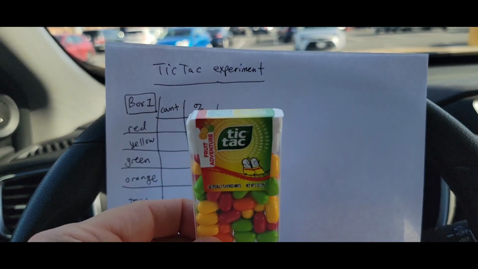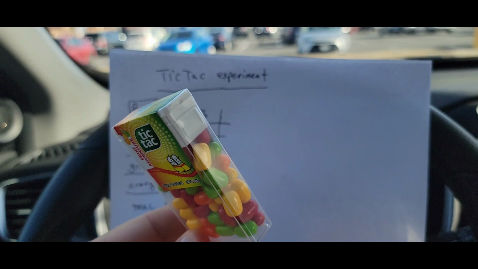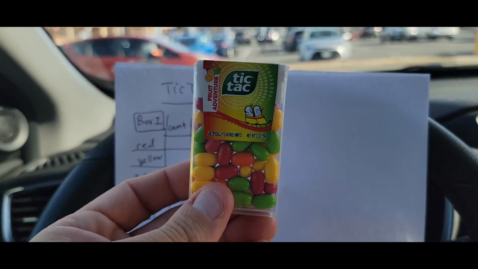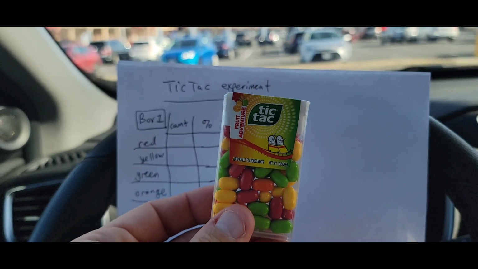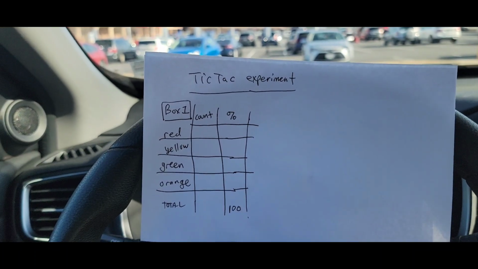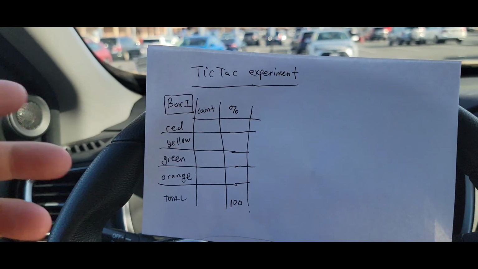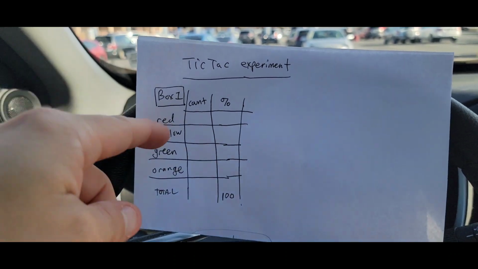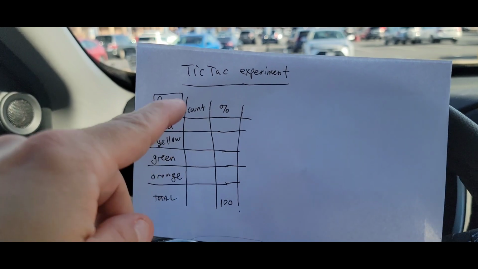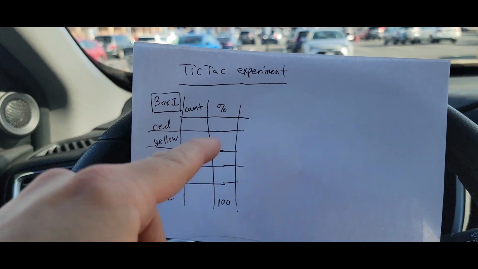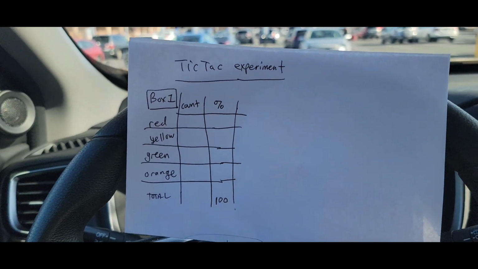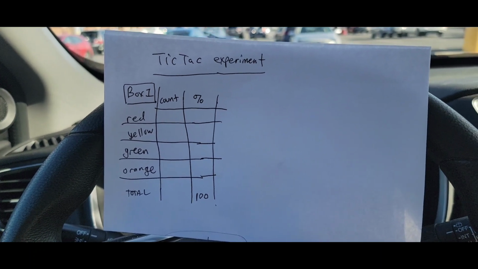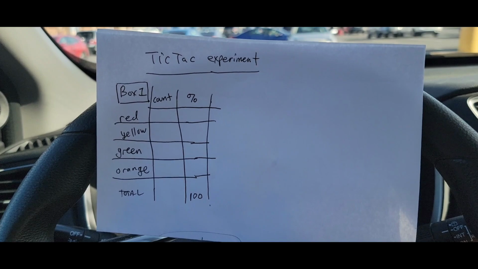So the first thing is, I bought this at the store, somewhere between $1 and $2, I'm sure, and unopened, and I'm just going to empty the contents out, and I have this little table I drew. I'm going to count the number of red, yellow, green, and orange, and then I'll have a total count. And I'll divide each count by the total count and get a percent over here. So that's what I'm going to do right now, and then I will fill in the table and get back to you. So let me go do that now.